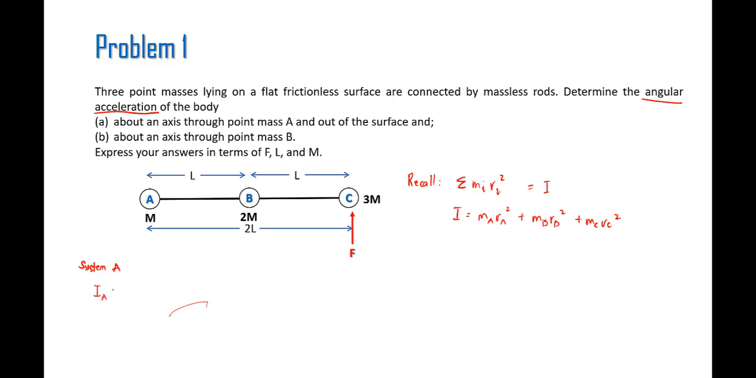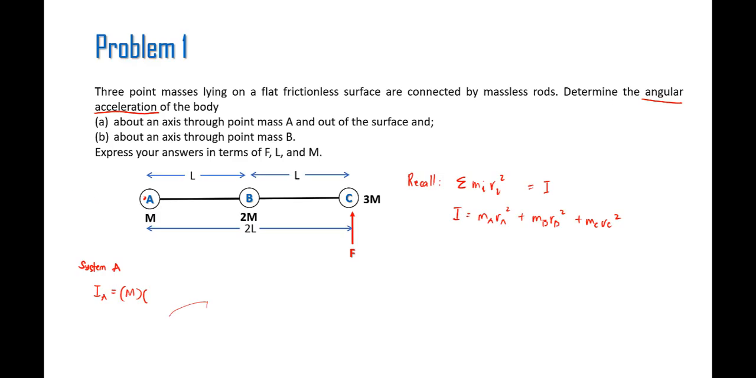Alright. So the moment of inertia of the first system. You have m sub a r sub a squared. Your m sub a is M, the mass of point mass A. And this one is the length of the lever arm from the axis. Take note that your axis of rotation is through point A. Therefore, the distance between the axis and your point mass is 0.